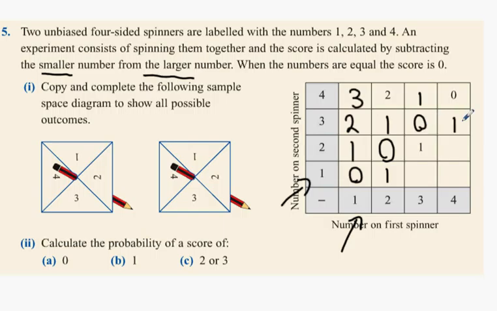Back up again to 1. 1, 0, 1. Up to 2. 4 take away 2 is 2. 3 take away 1, 2. 4 take away 1, 3. There is a pattern, but it goes back up again. When it hits 0, it goes back up again. Okay?